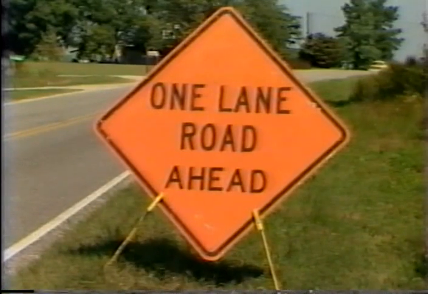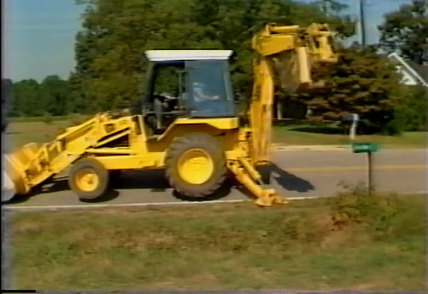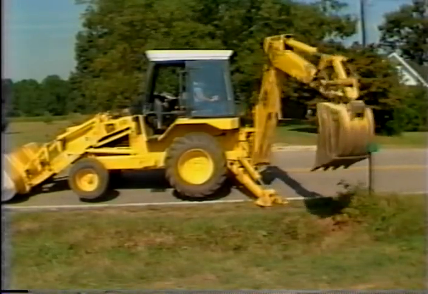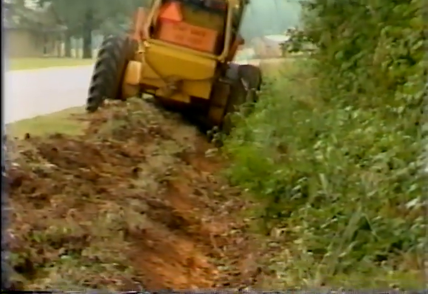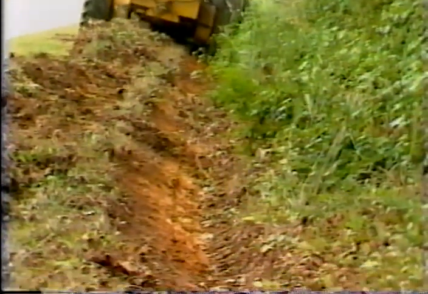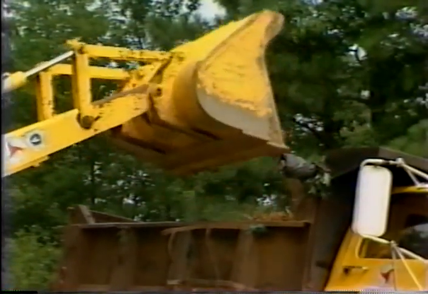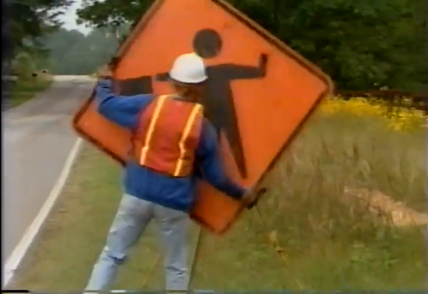Number 1, place proper traffic control. Number 2, clean inlet and outlet pipes and outlet ditches. Number 3, clean out ditch with motor grader. Number 4, load material into trucks for proper disposal. Number 5, remove traffic control.